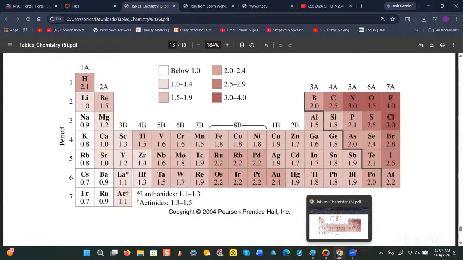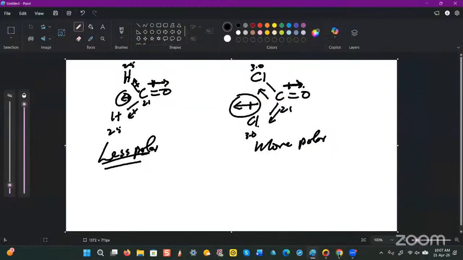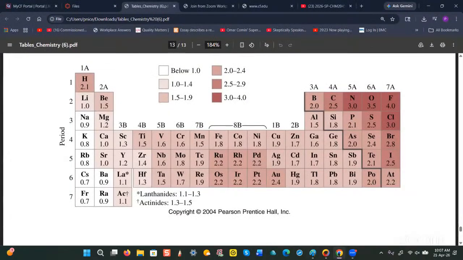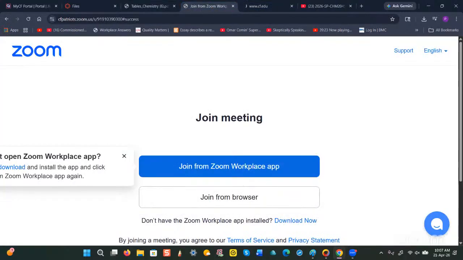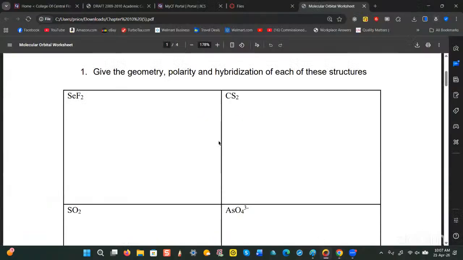So let's move on. If we have time, I'm going to discuss hybridization, but let's focus on the geometry and the polarity. So let me go back to here. Okay, I lost it. Okay, here it is. All right. So let's start off with selenium difluoride.